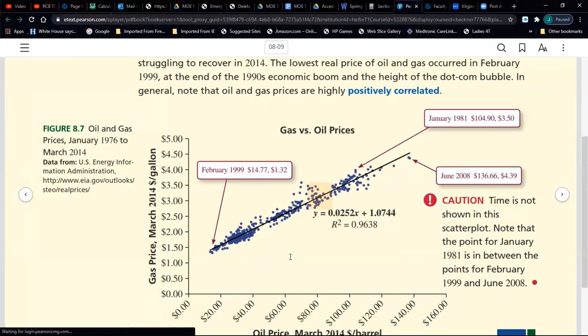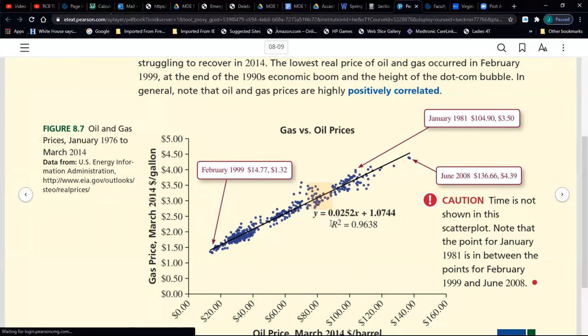As oil price increases, gas price increases. And again, this has nothing to do with time. Oil price tomorrow could drop 50 bucks a barrel, and then we'd probably see gasoline at the pump drop a proportional amount. Now, maybe it does, maybe it doesn't. Again, it's correlation, so it's not guaranteed, but it's expected.